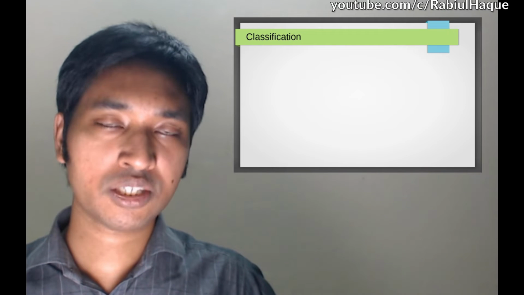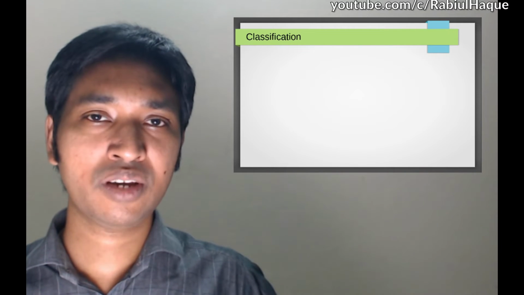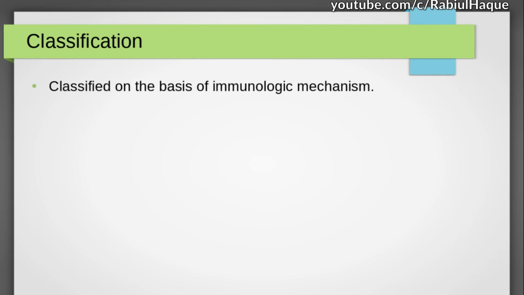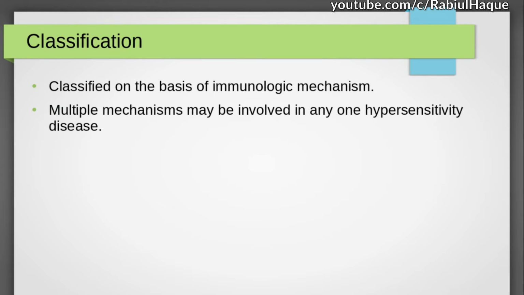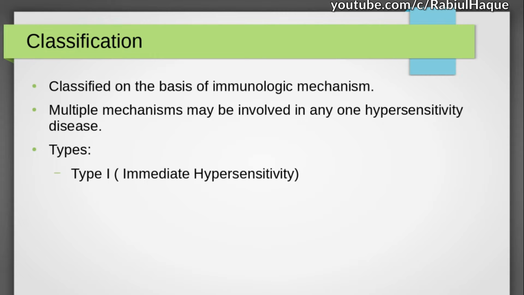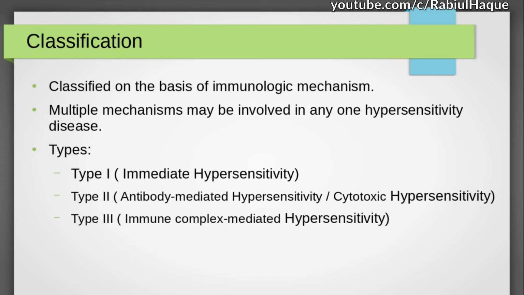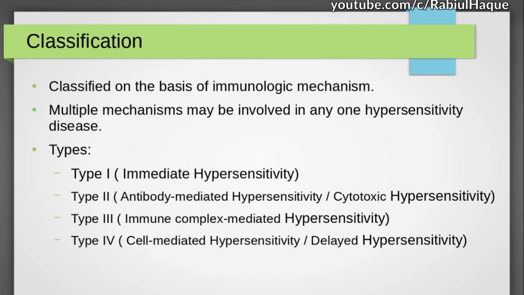So now that we have talked about the general features, let's move on and talk about the classification of hypersensitivity. It is classified on the basis of immunological mechanism. But always remember, multiple mechanisms may be involved in any one hypersensitivity disease. So it is classified in 4 types. They are type I or immediate hypersensitivity, type 2 or antibody-mediated hypersensitivity, type 3 or immune complex-mediated hypersensitivity, and type 4, also known as cell-mediated or delayed type hypersensitivity.